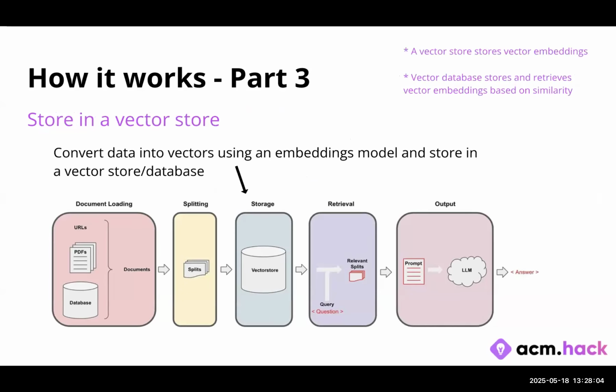For part 3, you would need to store it into a vector store. What a vector store is, it stores vector embeddings. What this means is that you need to take your raw data and then turn it into vectors so that your retriever, which we'll go over in the next step, can retrieve that data and feed it into the LLM. And what a vector database is, it stores and retrieves vector embeddings based on their similarity. So vectors are basically numerical representations of your raw data.